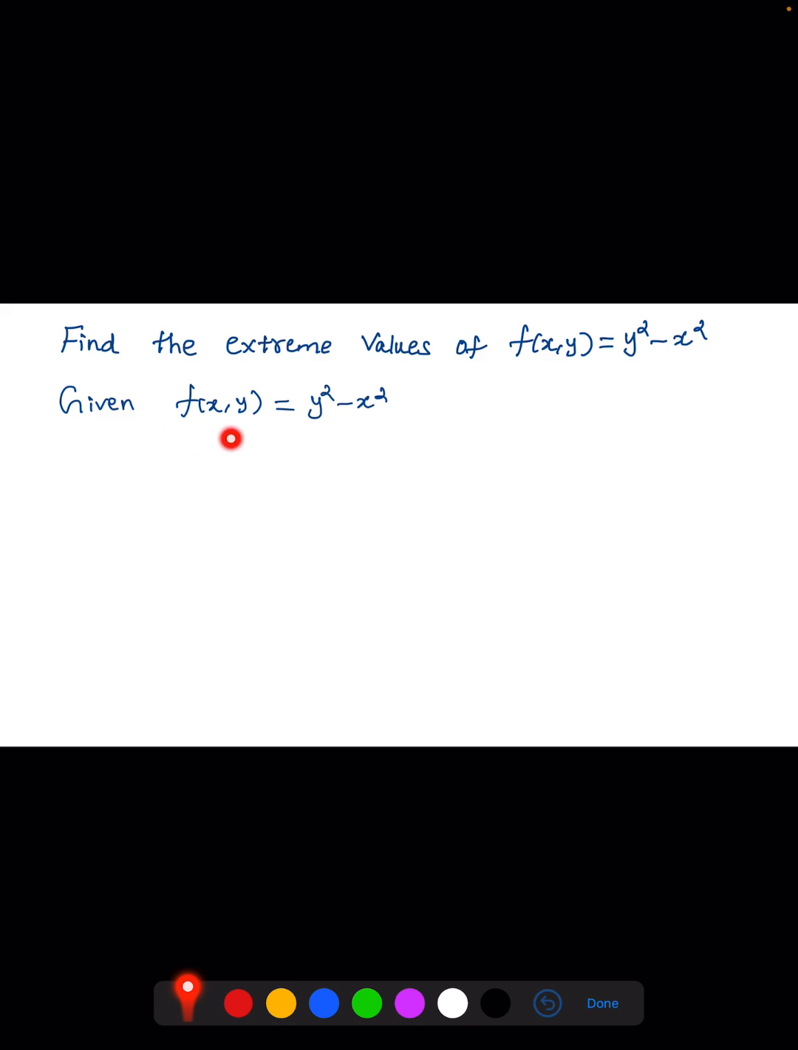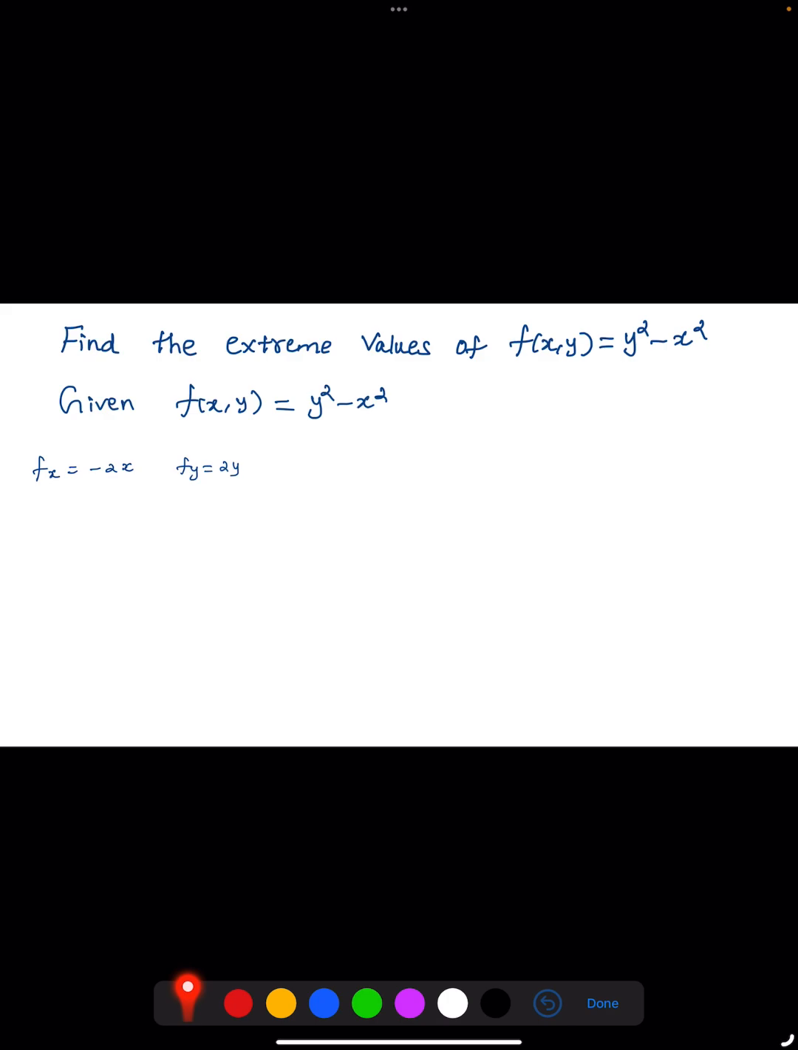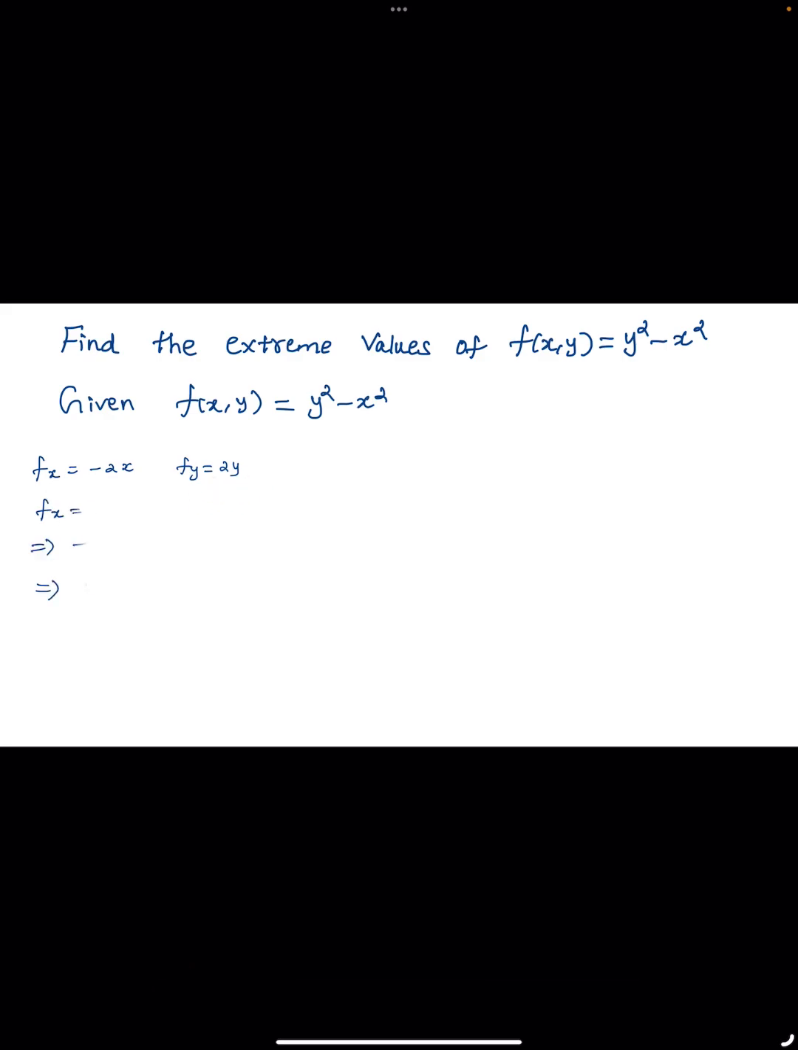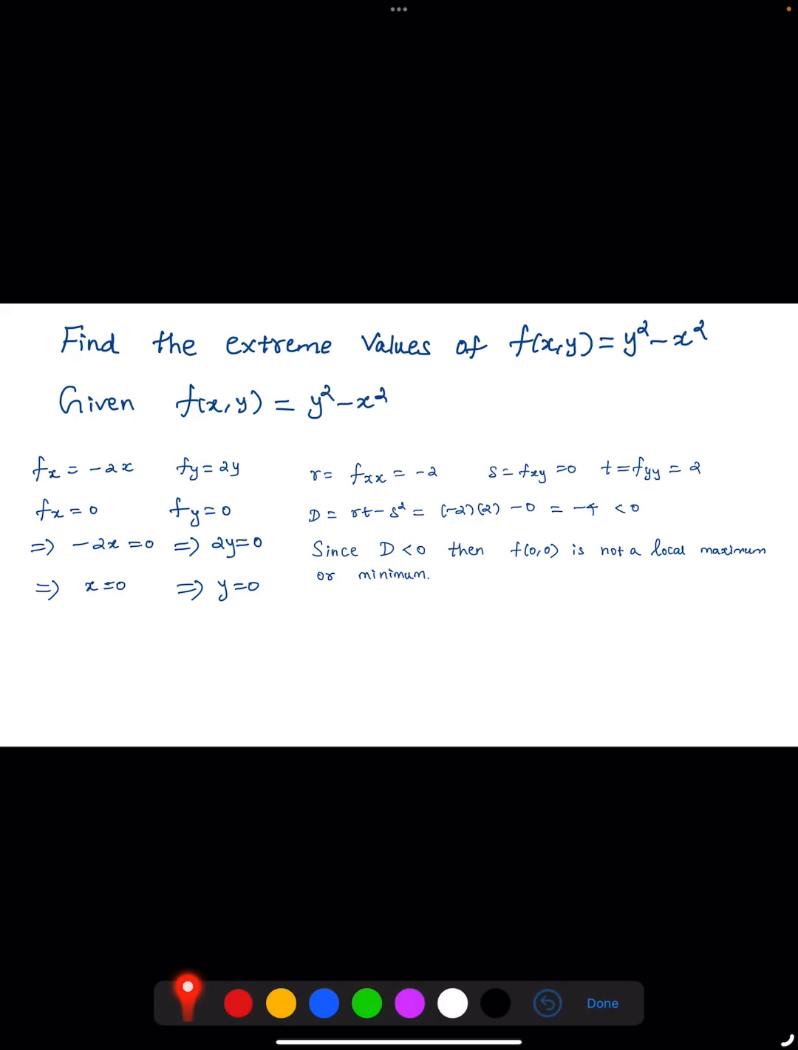So we are given f of x comma y equal to y square minus x square. Let us find the partial derivative of f with respect to x, which is minus 2x, and also the partial derivative of f with respect to y, which is plus 2y. Now equating them to 0, we get the critical points. So minus 2x equal to 0 implies x equal to 0, and 2y equal to 0 implies y equal to 0. So we get the point 0 comma 0, and let us keep that point.